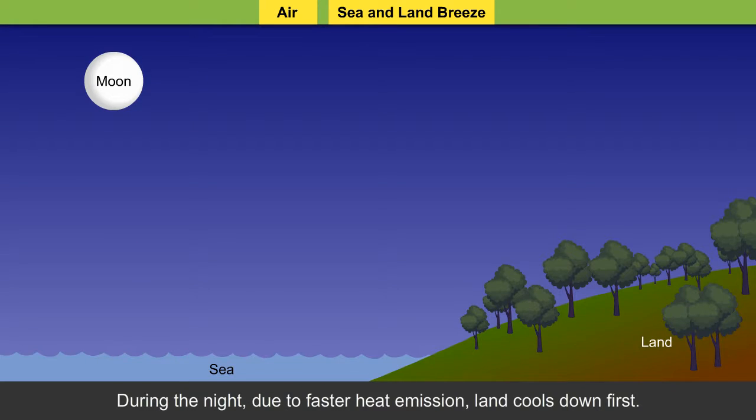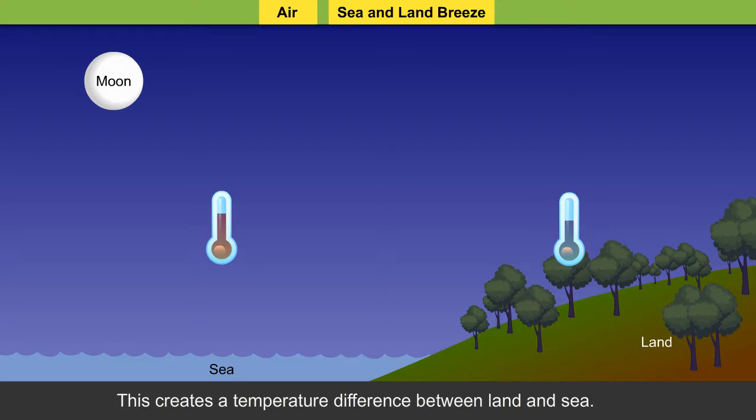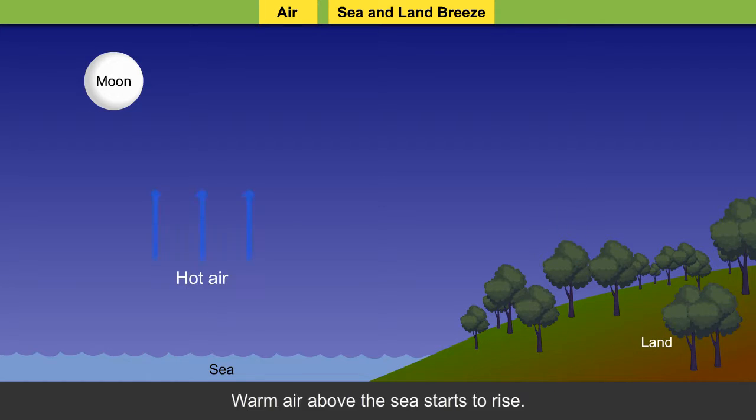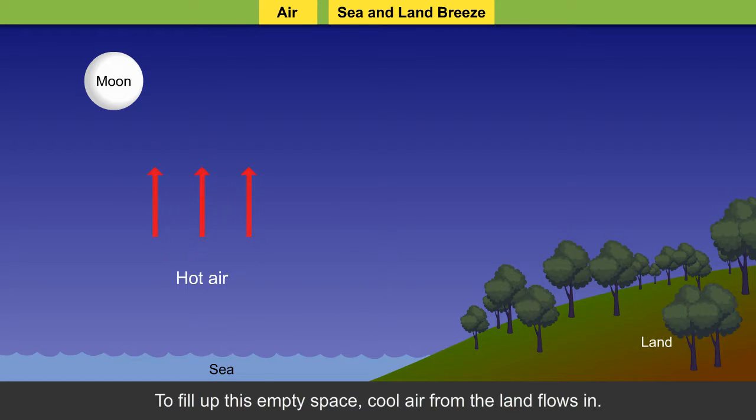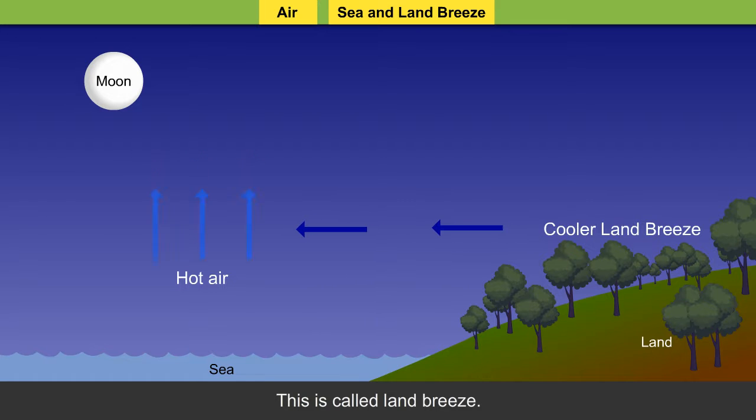During the night, due to faster heat emission, land cools down first. This creates a temperature difference between land and sea. Warm air above the sea starts to rise. This creates empty space. To fill up this empty space, cool air from the land flows in. This is called land breeze.